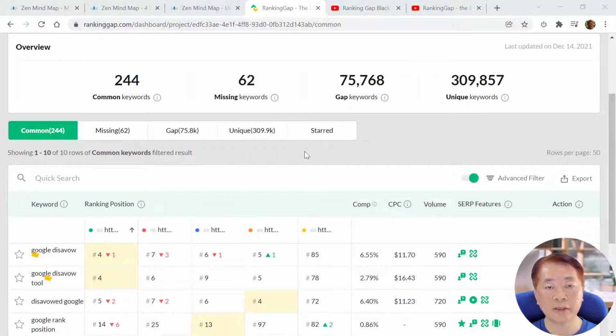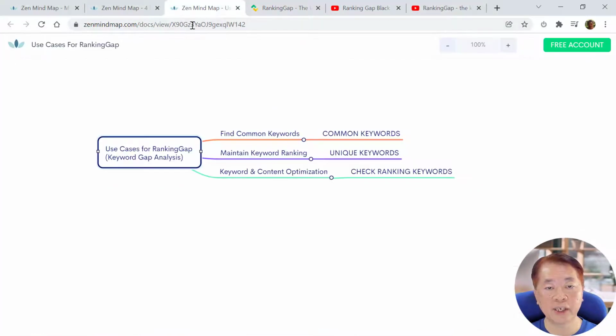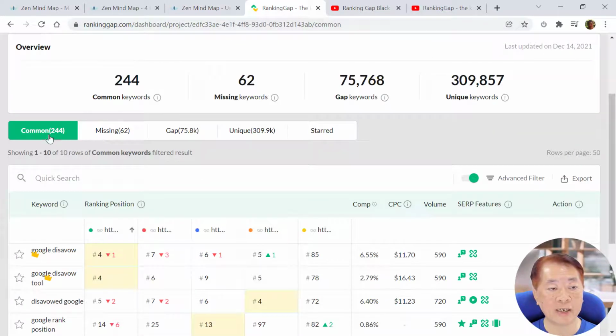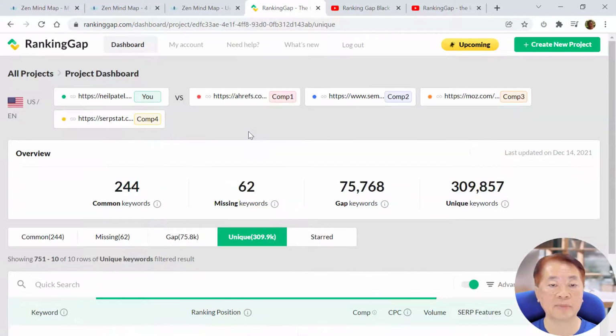Okay, that's it. Today we are going to cover these 3 use cases. Find common keywords, where you use the common keywords feature in the app. And where you want to maintain your keyword ranking, it is very simple. You go to the unique keyword tab, and you check the ranking keywords of your own website against your competitor in order to do content optimization. Very simple. You can use either the common keyword tab or the unique keyword tab.